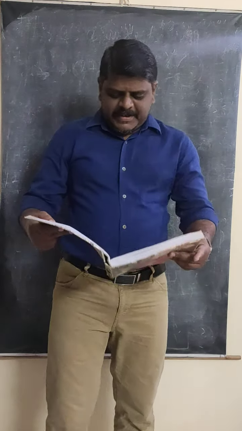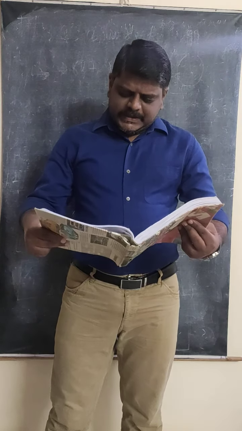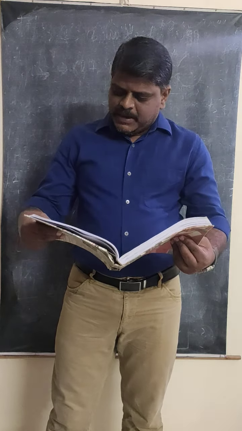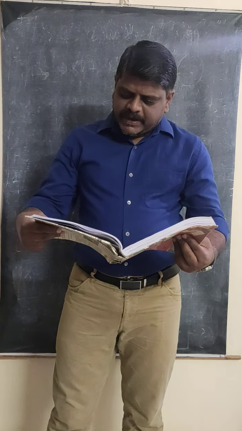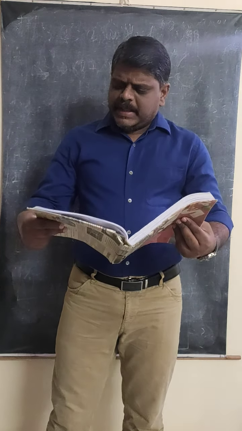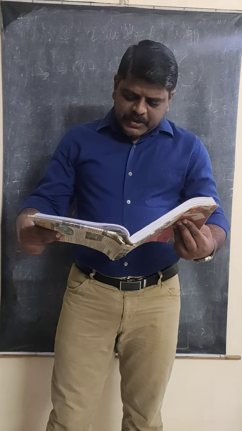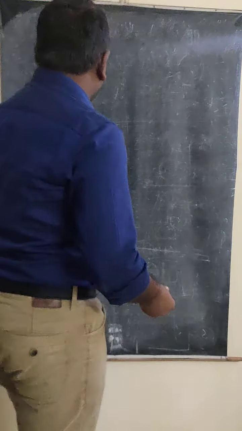Welcome back students. I hope all of you read the problem. In the problem, the distance between the slits is given as 1 millimeter, the distance of the screen is given as 1 meter, and the wavelength of the light is given as 500 nanometers. Nanometers means 10 to the power of minus 9 meters, and you have to find out the fringe width. Before that, write down the values which are given in the problem.